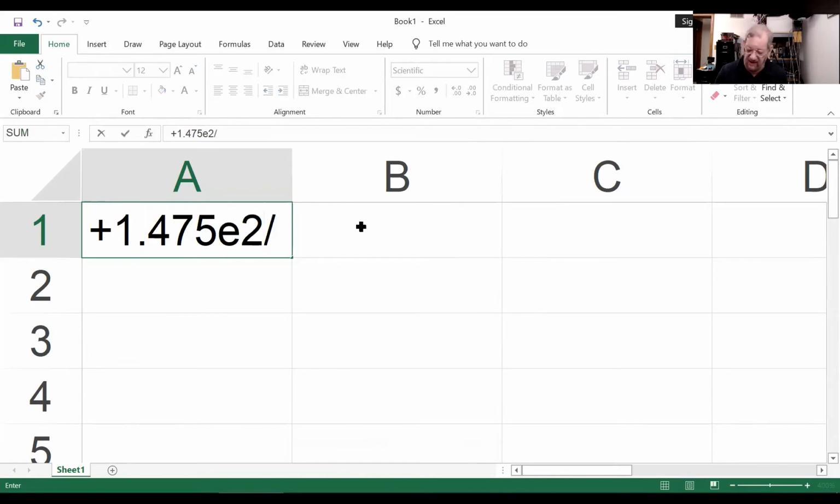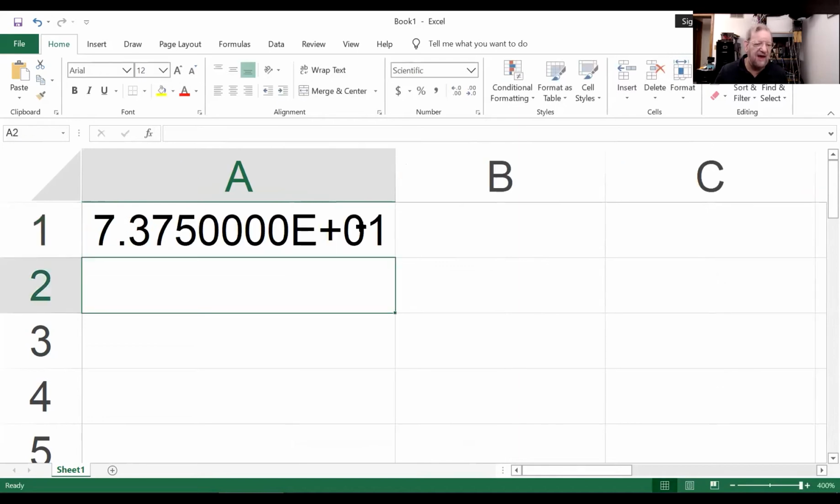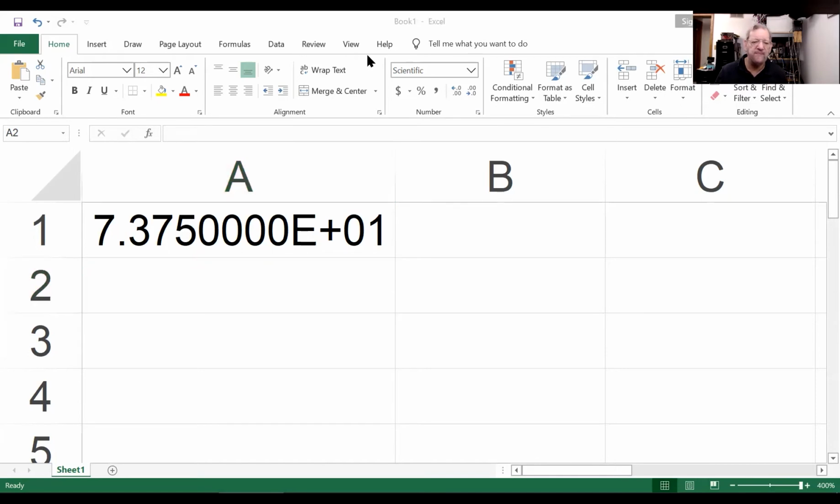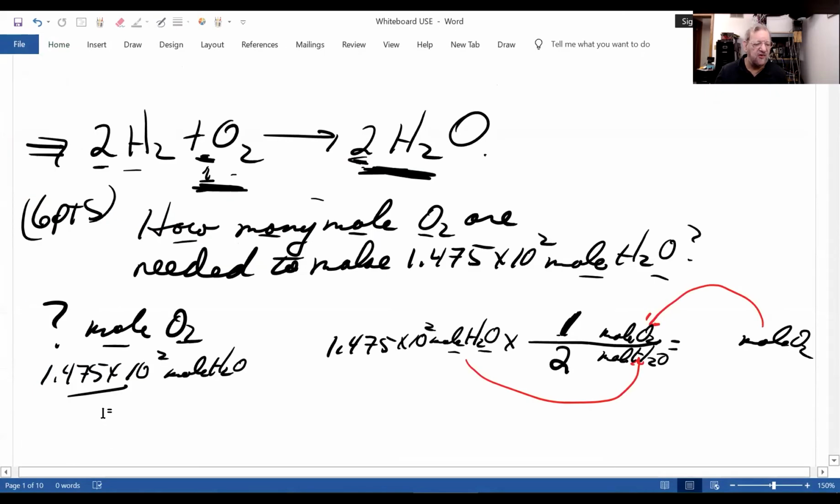So I put in my numbers, calculate it, and this is what my calculator gives me. Now, if we go back and look at our calculation, this is 4 significant figures. This is exact number 1, exact number 2, because the numbers from a balanced chemical equation, the molar ratio, are exact numbers. So my answer should have 4 significant figures.